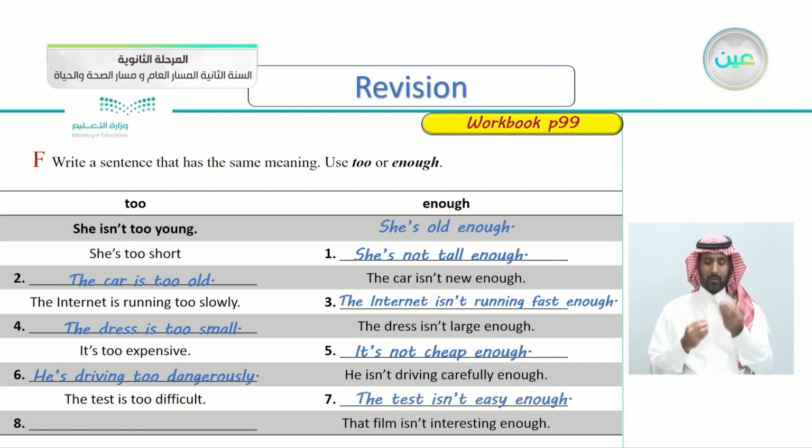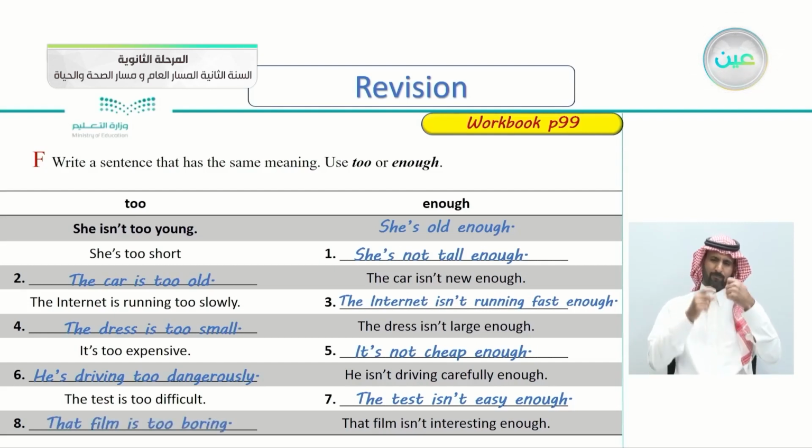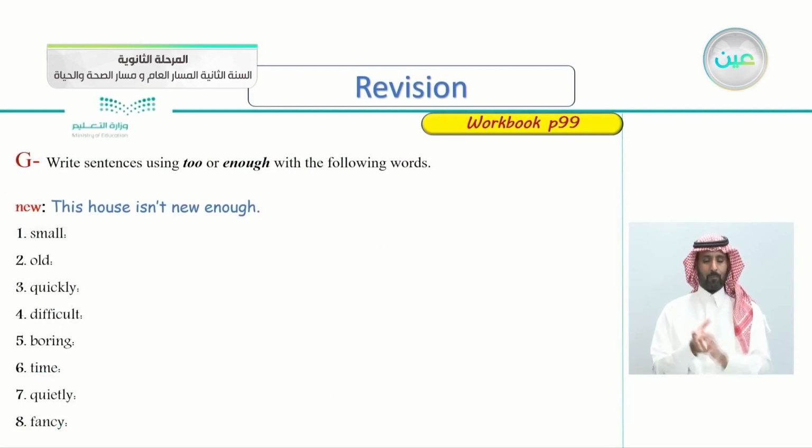Very good. We say the test isn't easy enough. And the last one, that film isn't interesting enough. So we say that film is too boring. It's not interesting enough. Exercise G here, write sentences using too or enough with the following words.